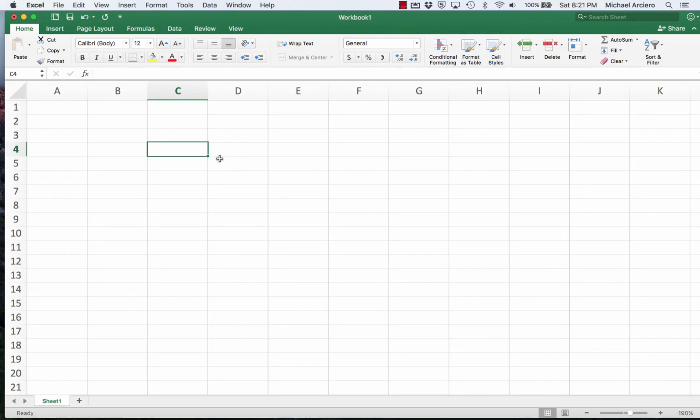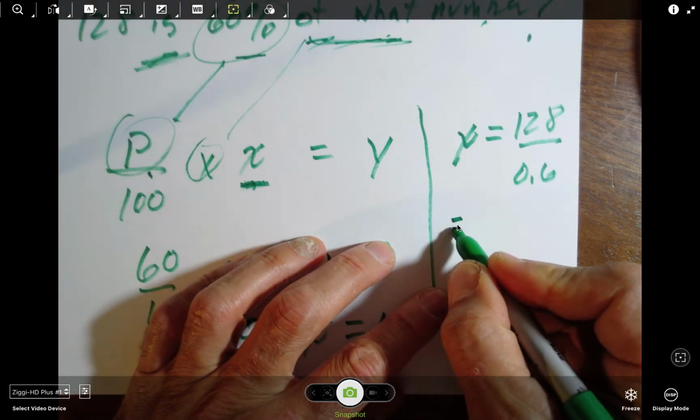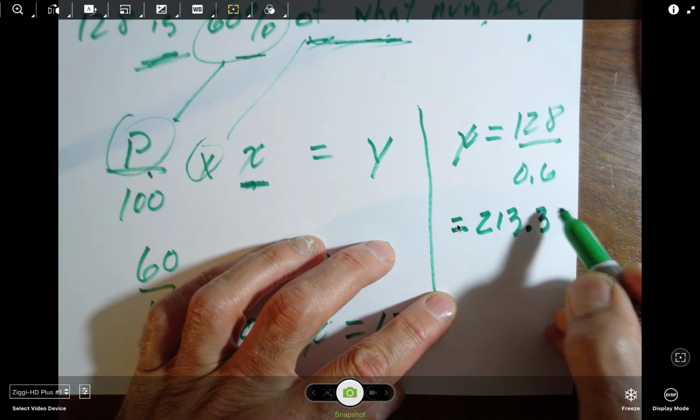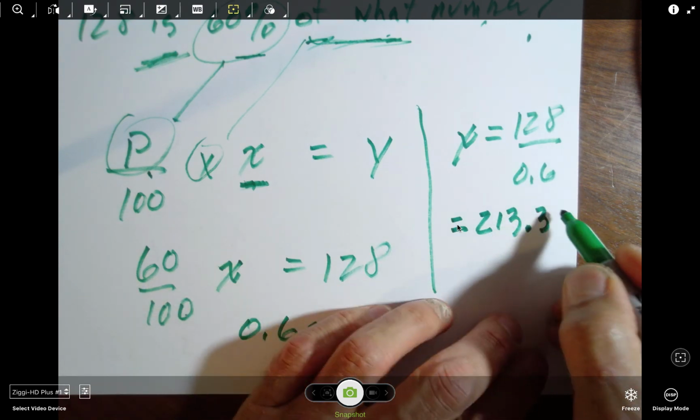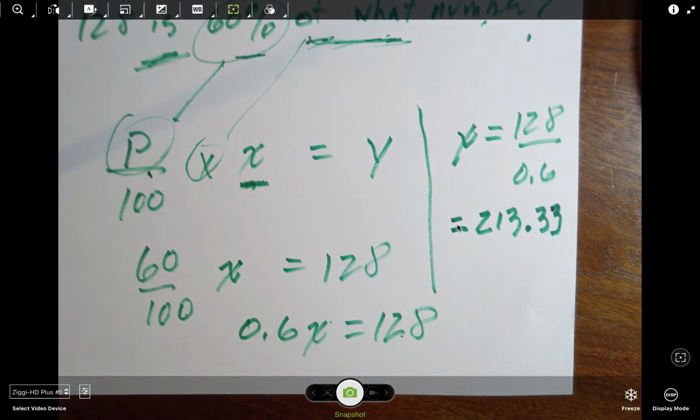Come over here to Excel and figure out what that is using Excel as a calculator. Equals 128 divided by 0.6, which gives 213.333. So we'll get 213.3, and we'll round it to 2 decimal places. Okay.